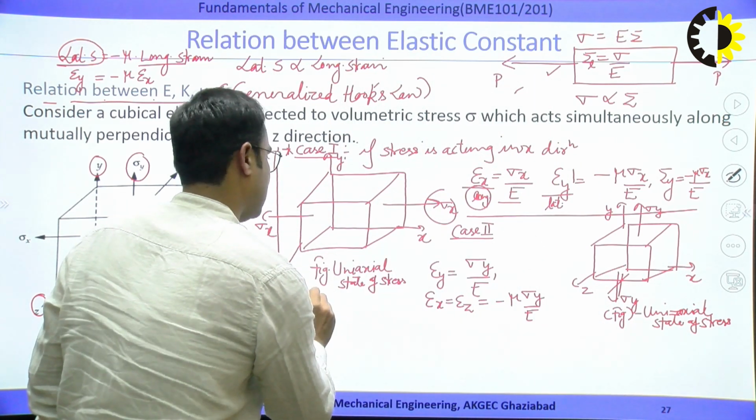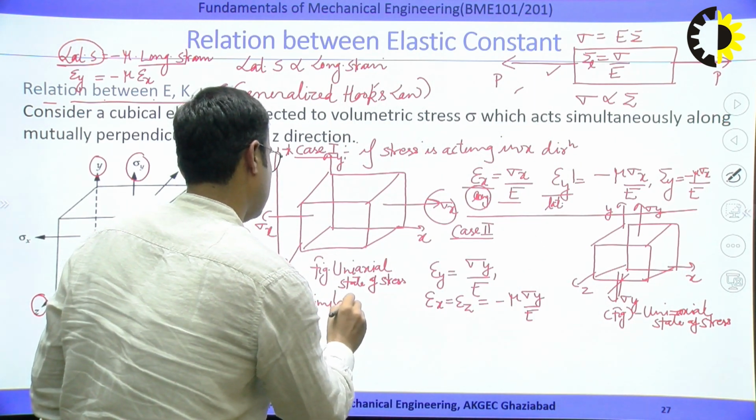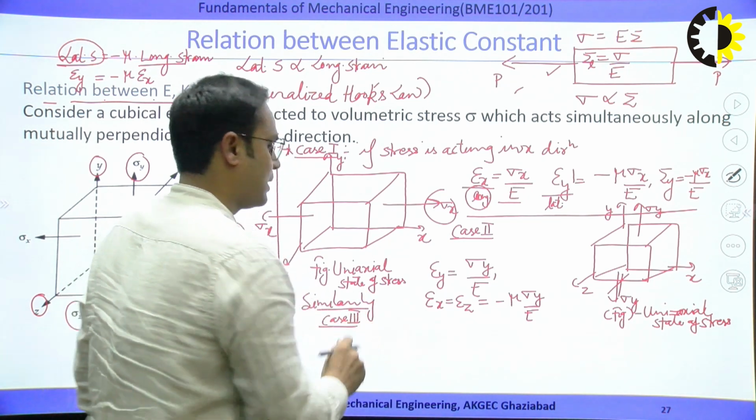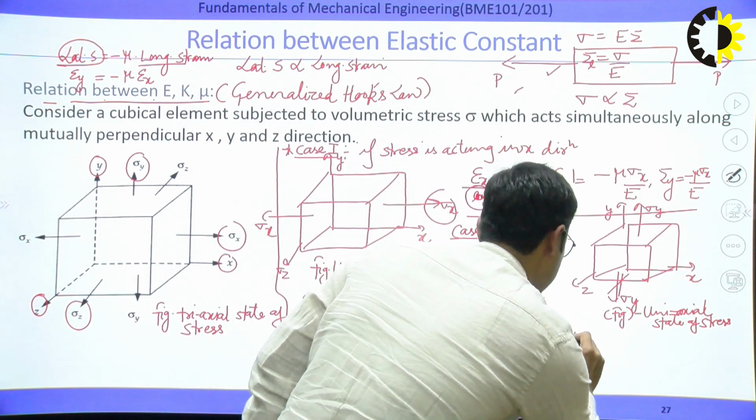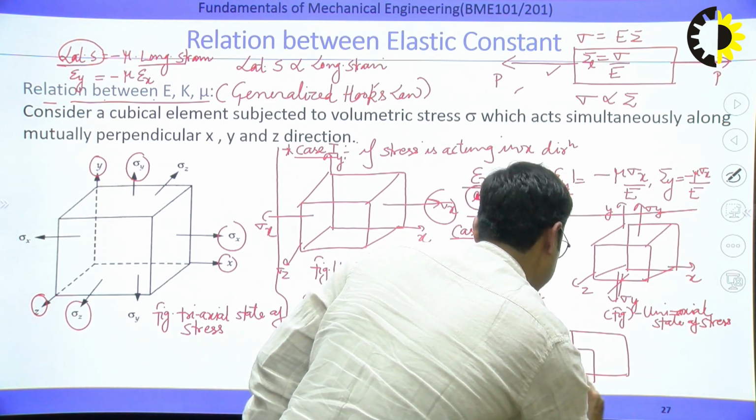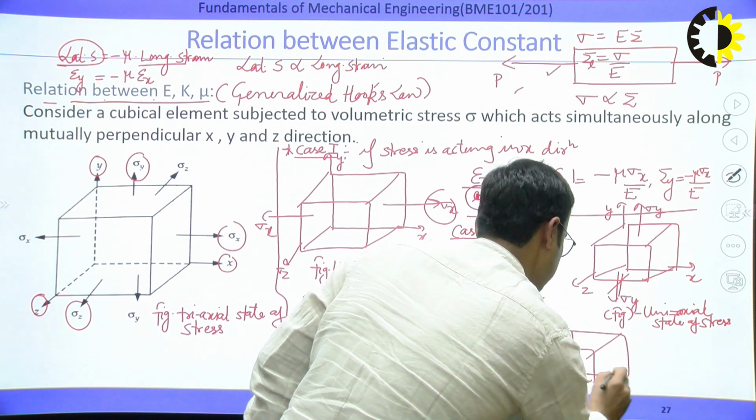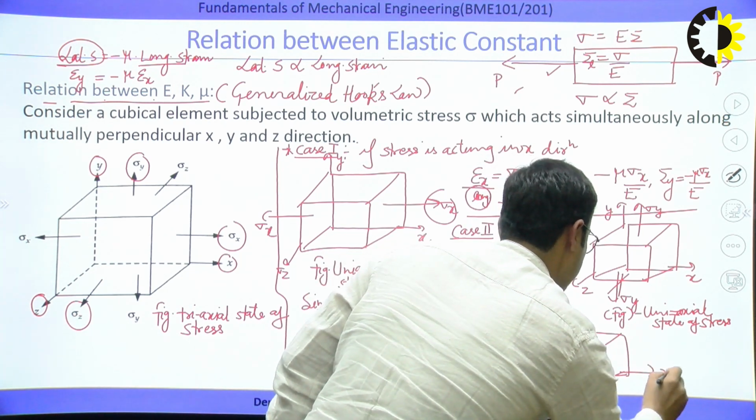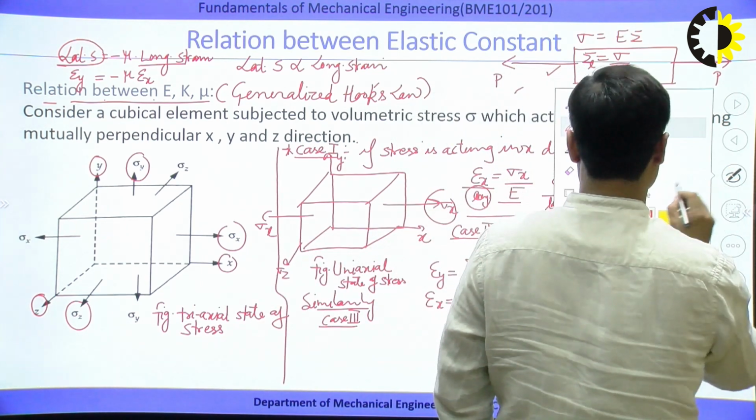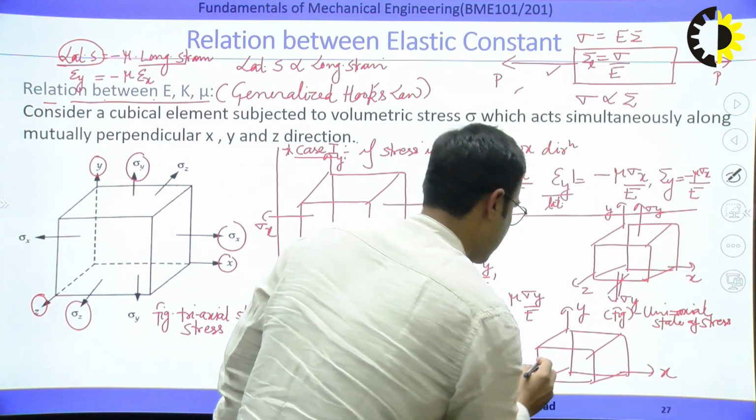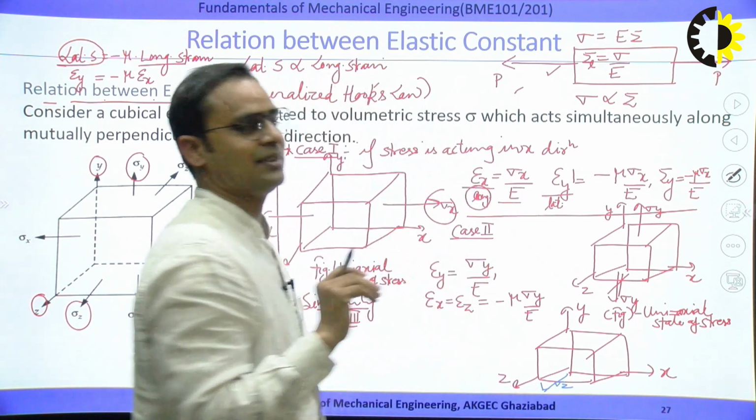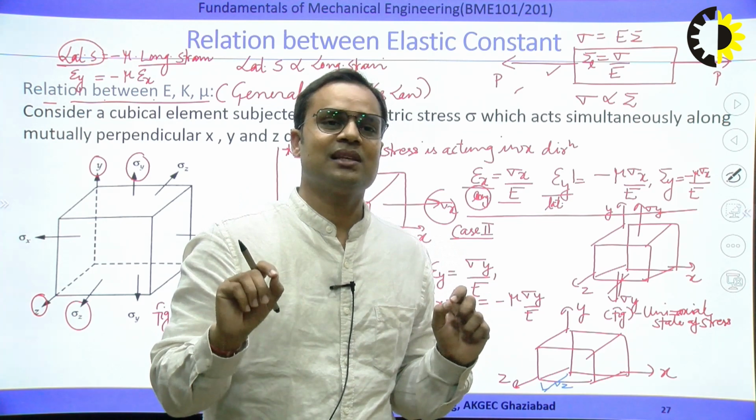Similarly, we can write case 3. What is case 3? If the stress is acting only in z direction. This is the x direction, y direction, and this is z direction. Suppose I am considering another color so that we are able to differentiate easily. If the stress sigma z is acting only in z direction, this figure is again representing the uniaxial state of stress.